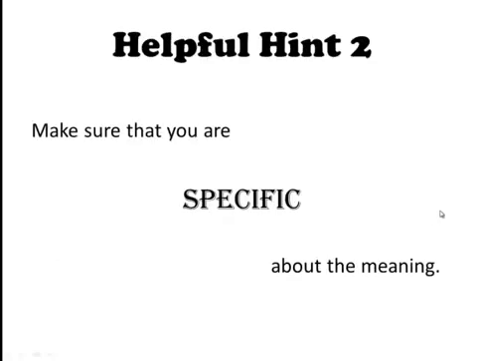Okay, so helpful hint number two is make sure that you're specific about the meaning. So you need to make sure that you've got the right meaning and that you've got questions that are specific to that meaning and are not too general.